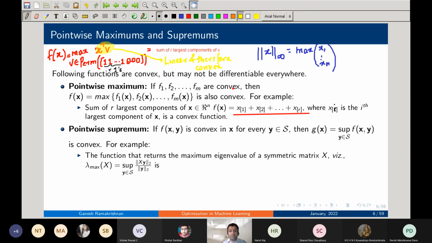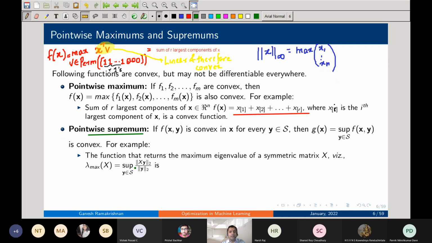There's another example, and this will actually spin into another discussion on the following slide. The second is a pointwise supremum. So if f(x, y) is convex in x for every y in S, so you pick a point y in S and then f becomes a convex function, then g(x) is a convex function. g(x) is defined as a supremum over all the y's in S of f(x, y). I'll be giving one example here, but in the following slides, a more elaborate example.